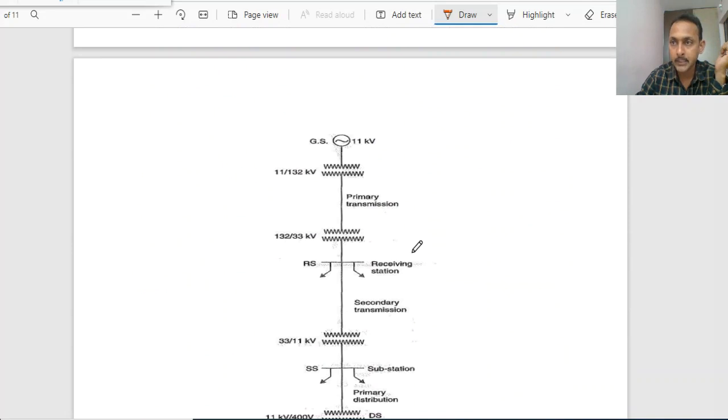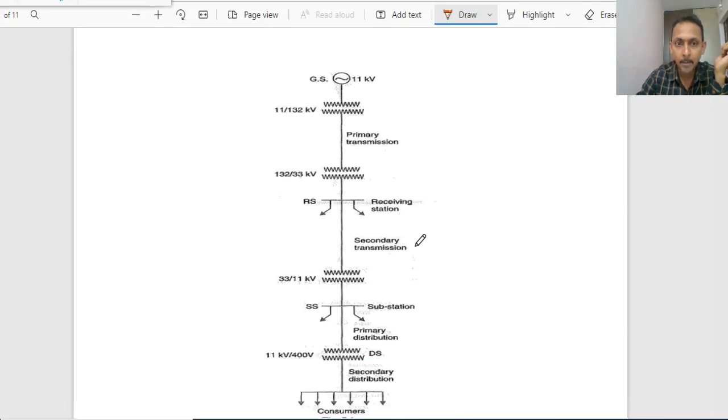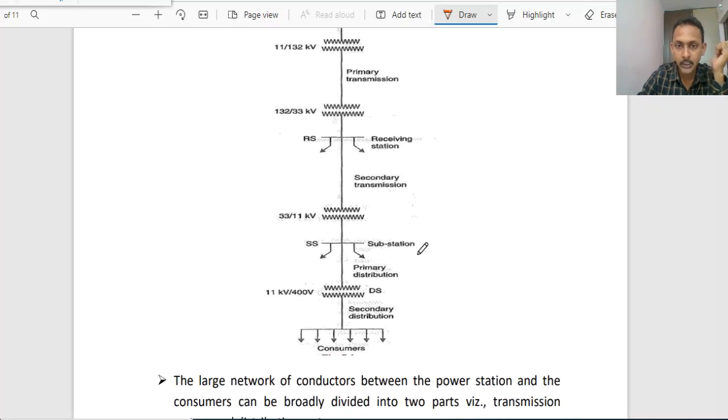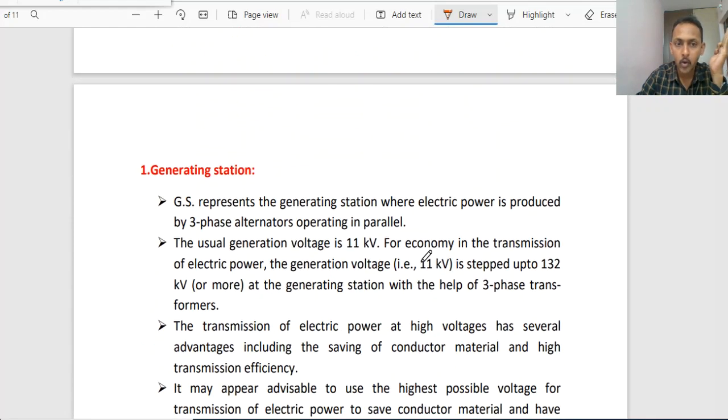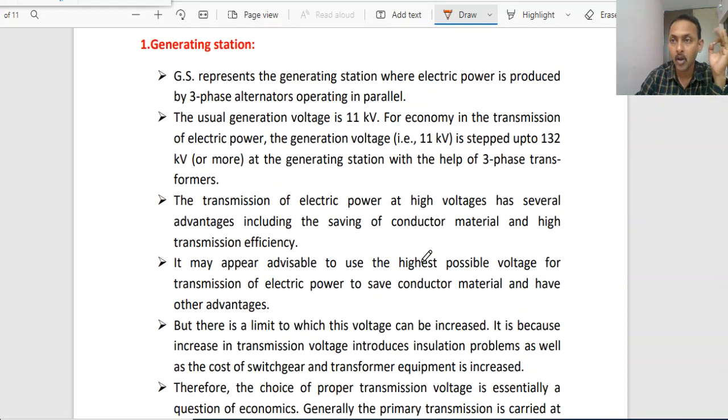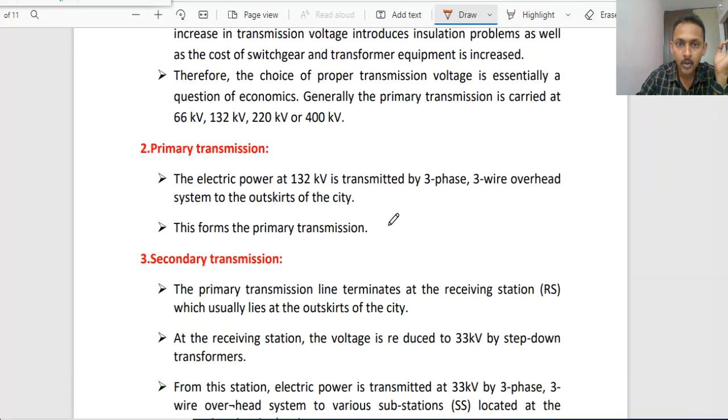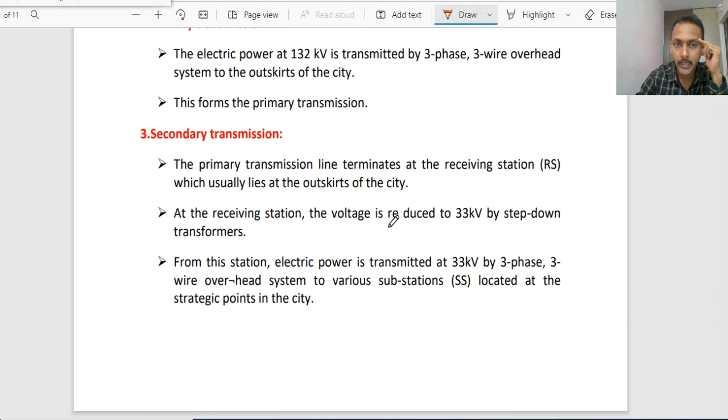the different components present in the AC power supply scheme, like generating stations, primary transmission, receiving station, secondary transmission, substation, primary distribution, secondary distribution. Like this, we are going to discuss the functionality of each and every component, the purpose of each and every component, from which voltage level to which voltage level is to be called as primary transmission. If it is secondary transmission, what are the voltage levels?